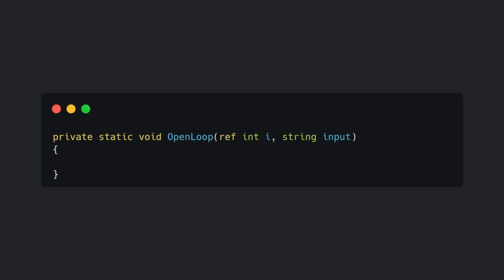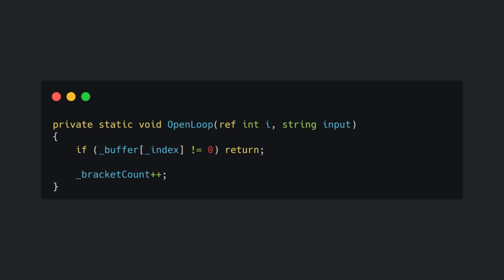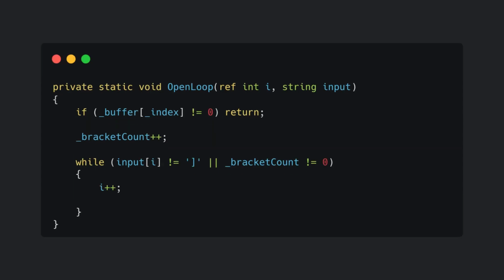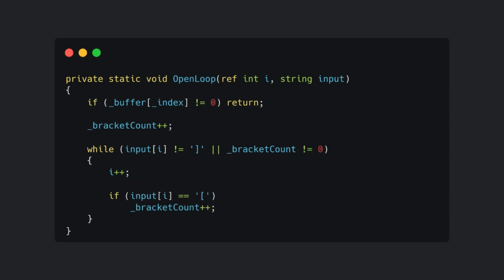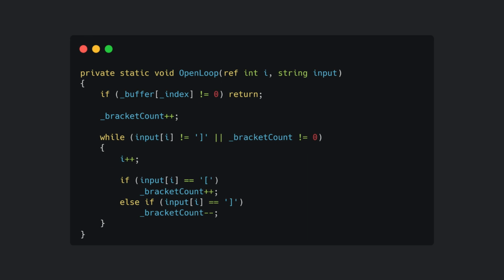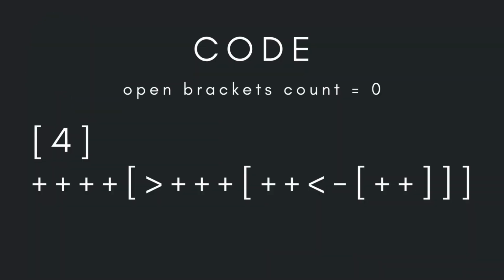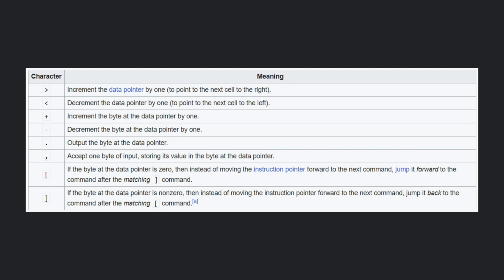Now let's look at the open loop. If the cell value is not 0, we increase the brackets count variable, and then find the end of the loop. It is almost the same as in close loop, but here we increase the I value, increase the value of brackets if there is another open bracket, and decrease it if it is close bracket. If the cell value is not 0, then the program will ignore the open bracket, and it will just go until the close bracket.